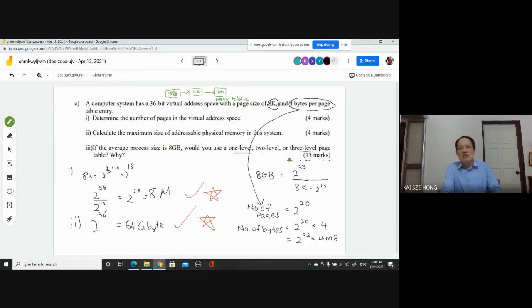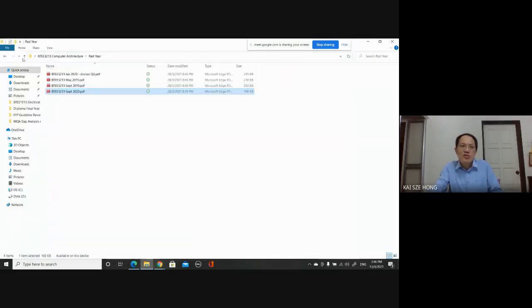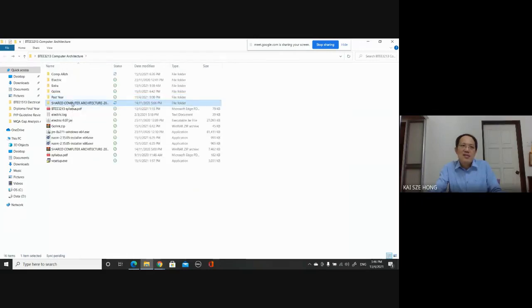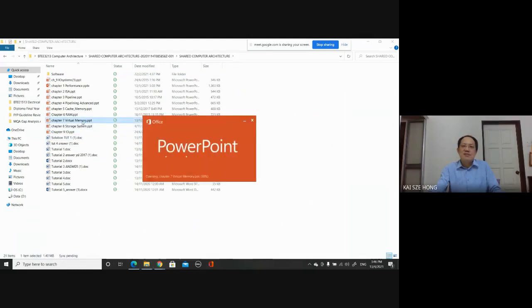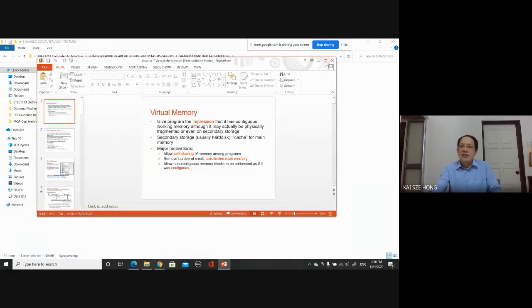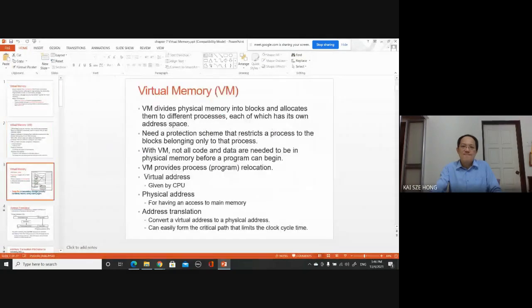1 level or 2 level. So for me, I will choose 2 level, like 1 page table and then 1 look aside table. So this look aside table, you can actually find it in the lecture notes. Let me see. Maybe go and see the lecture notes.